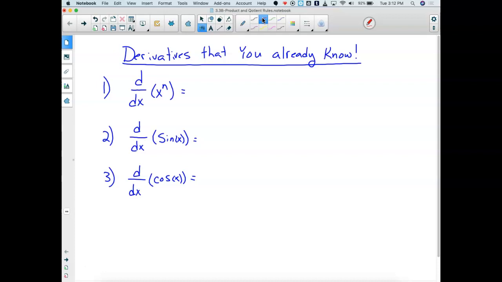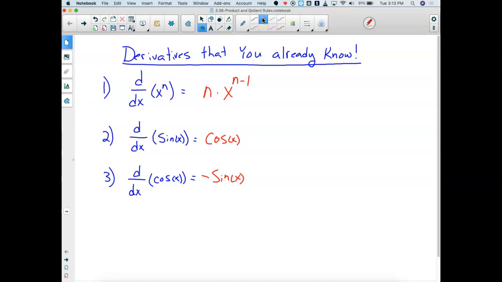First one that we know here is the power rule, number one. We know the derivative of x raised to a power, where n is a constant, is n times x, and then we drop the power by 1. We learned yesterday that the derivative of the sine function is the cosine function. And we also learned that the derivative of the cosine function is the opposite of the sine function. It's negative sine.